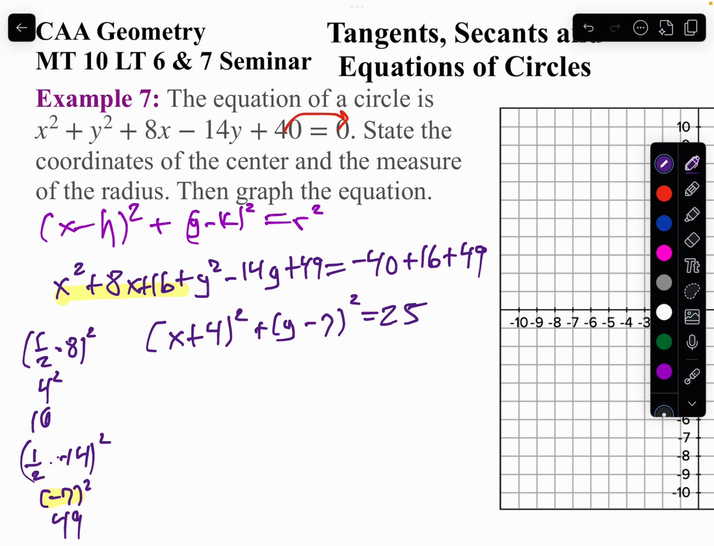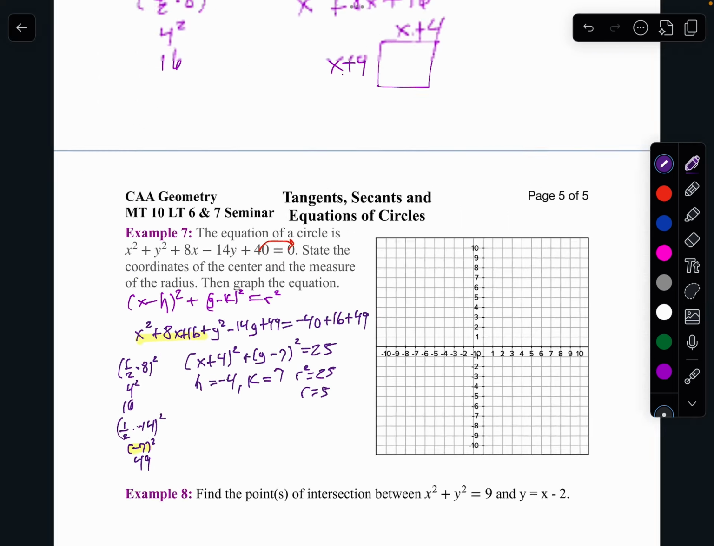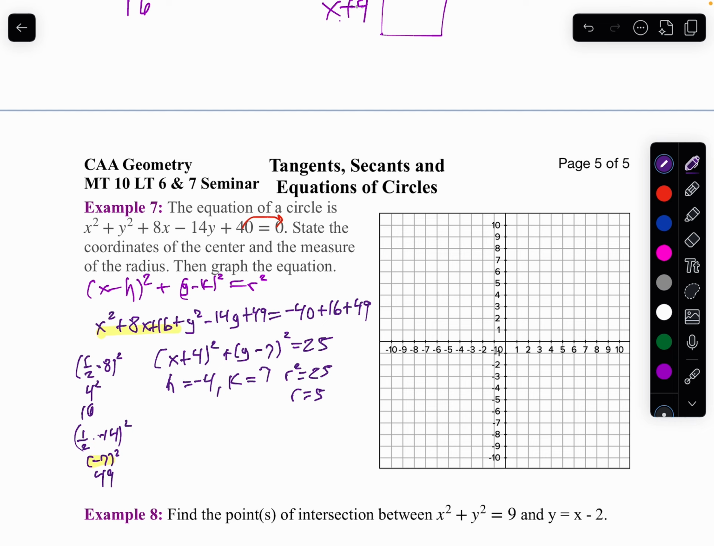Now I've got the equation of the circle. Notice h is negative 4 because it's x minus h. k is 7 because it's y minus k. r squared is 25, or r is 5. Then what we're going to do is graph that. So first off, I'm going to find my center, negative 4 and up 7.